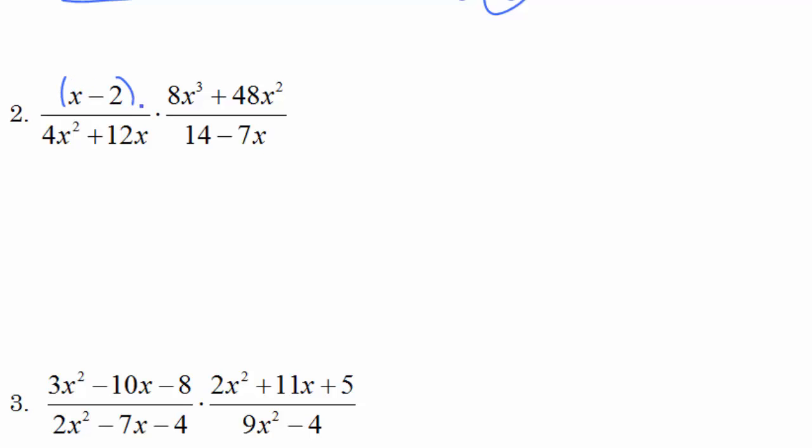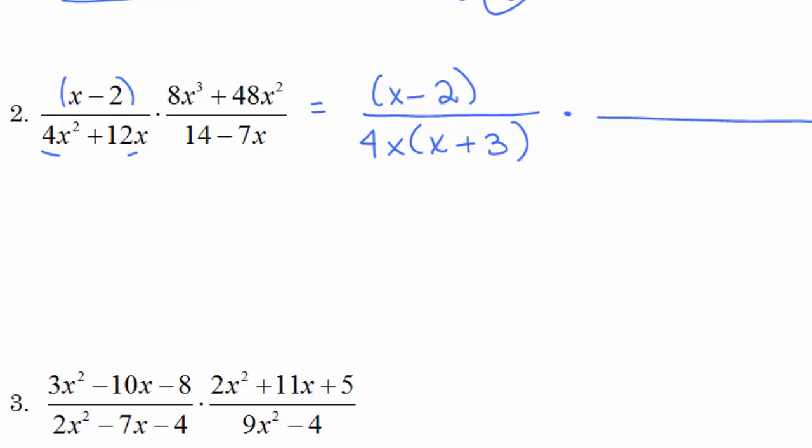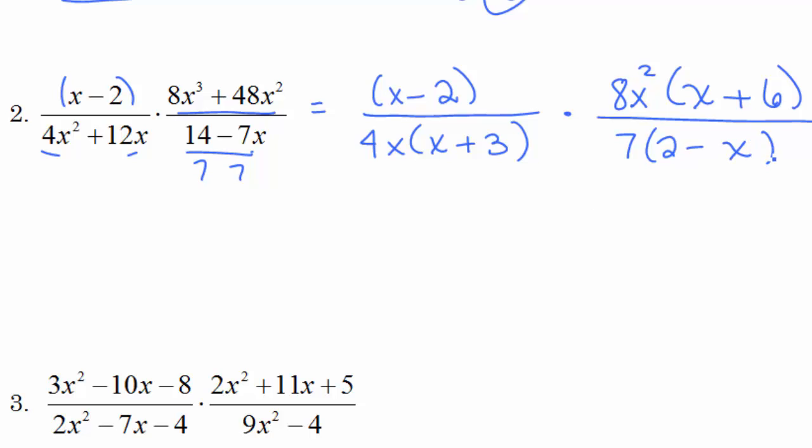Well, I can't factor that, so I'm going to put it in parentheses to remind myself that is indeed a factor. Here, that has a common factor of 4x. This is multiplication, so I keep it the same. What do those have in common? I think an 8x squared, and that would leave x plus 6. Here, 7 divides both of those, so that would leave 2 minus x.